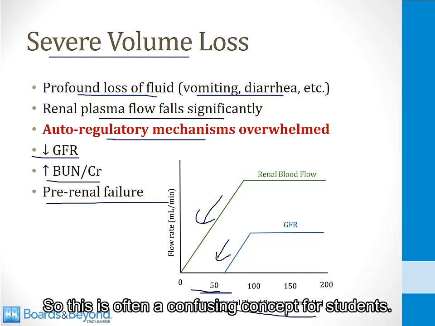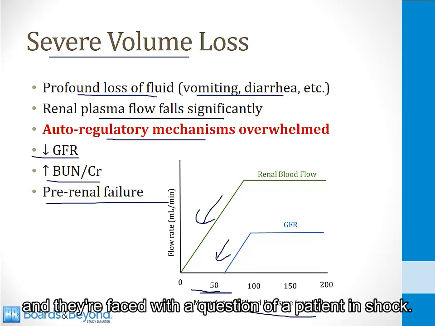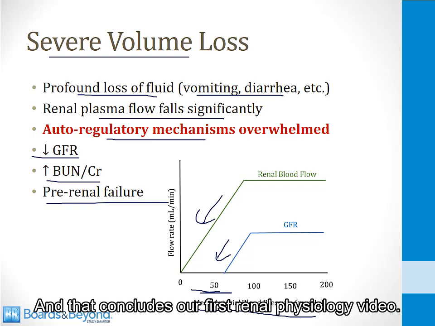So this is often a confusing concept for students. They're familiar with renal autoregulatory mechanisms and they're faced with a question of a patient in shock. You should be aware that those mechanisms aren't going to work in the setting of severe volume loss. And that concludes our first renal physiology video.